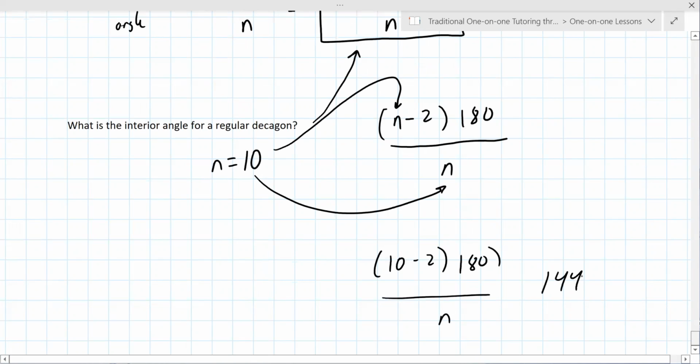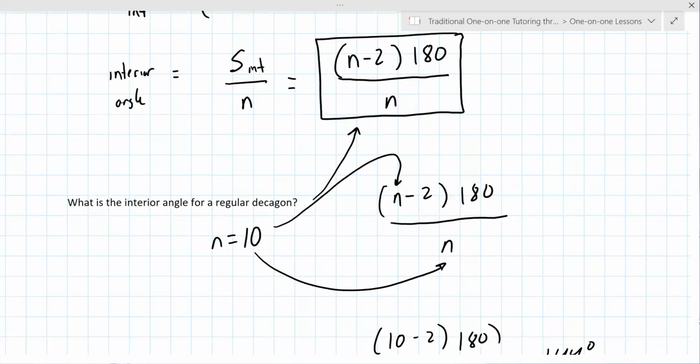144. Yeah, perfect. Very good. Okay, so a couple formulas to remember here. I'm going to stop sharing and stop the recording for a moment.